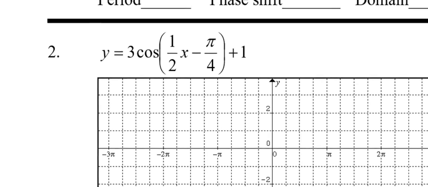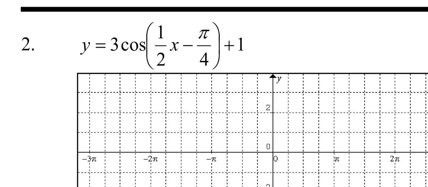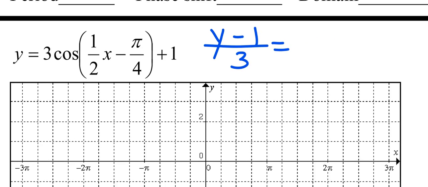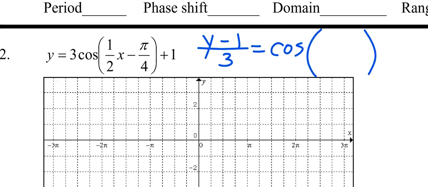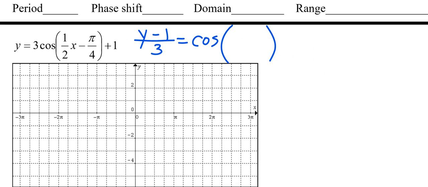Question 2. Is that in fireproof form? Nope. What are the 2 things you're going to do to figure out what's going on with y? Subtract 1 and divide by 3. So now we know what's going on with the y. But we've got to figure out what's going on with the x. We have 1/2 x minus 4 all over 1 inside the parentheses.